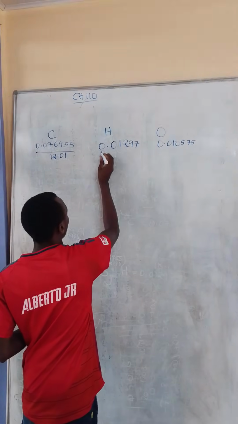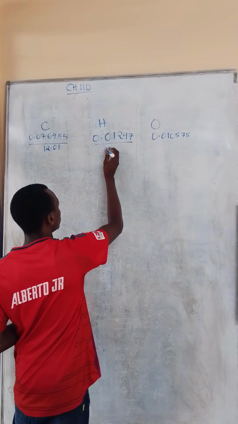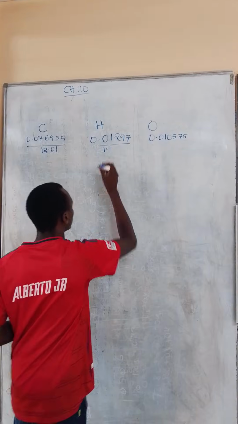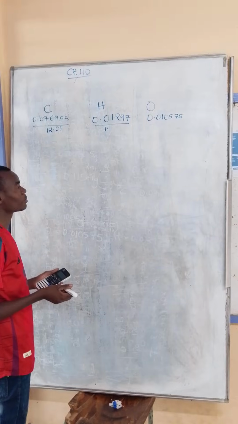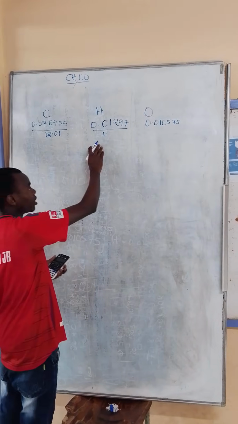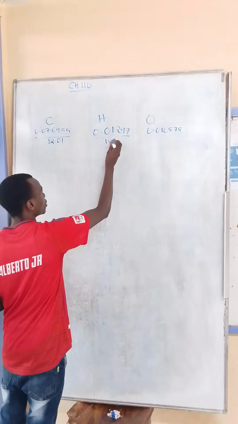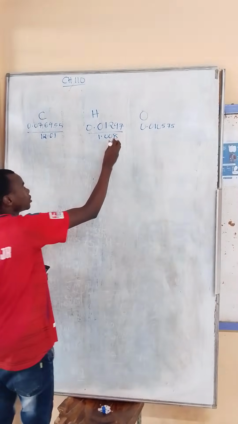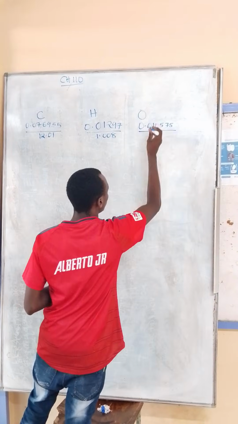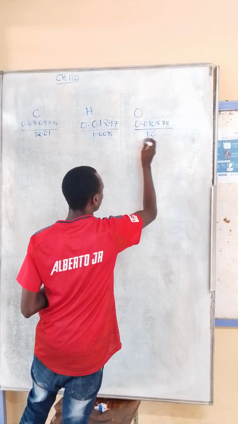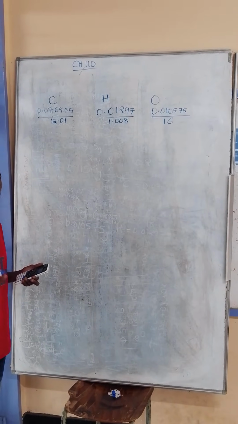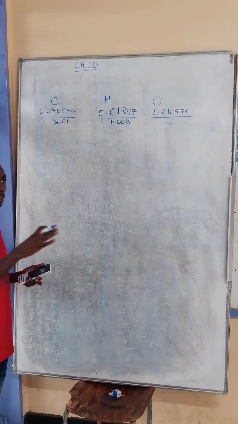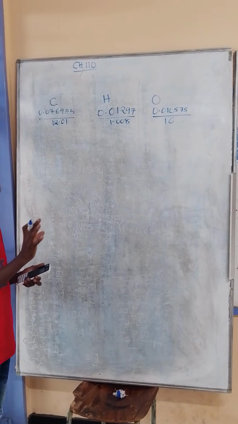For hydrogen, I'm going to use 1.008. For oxygen it is 16. You should use the numbers given in your periodic table. You should use the same periodic table that will be given, and the numbers that will be there.